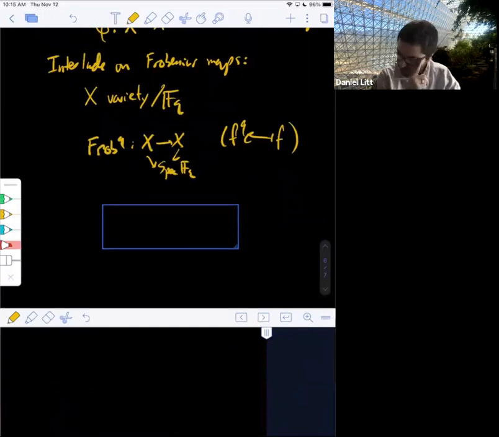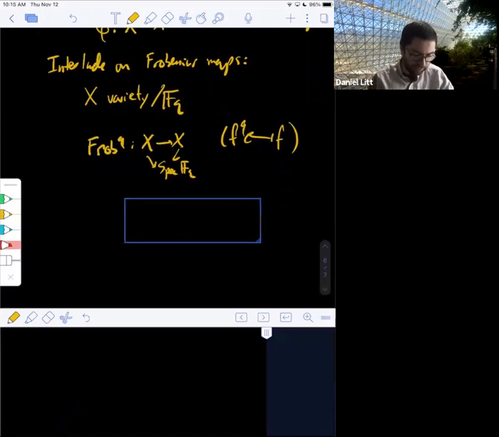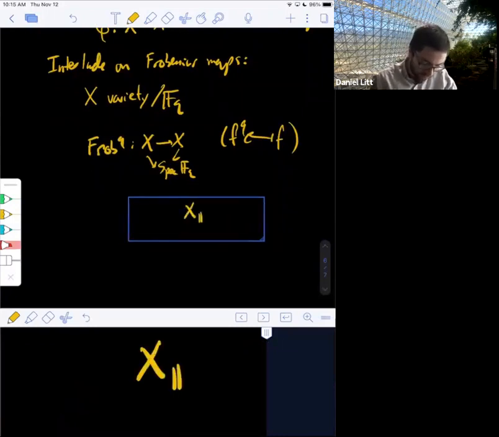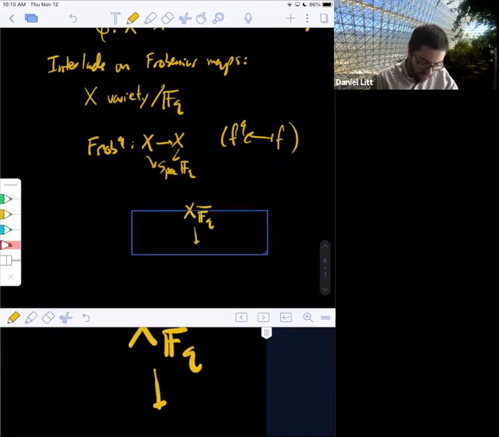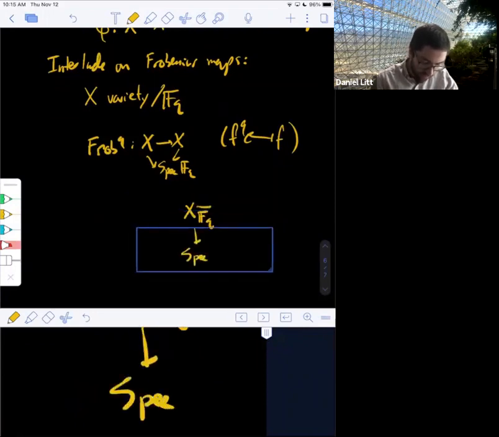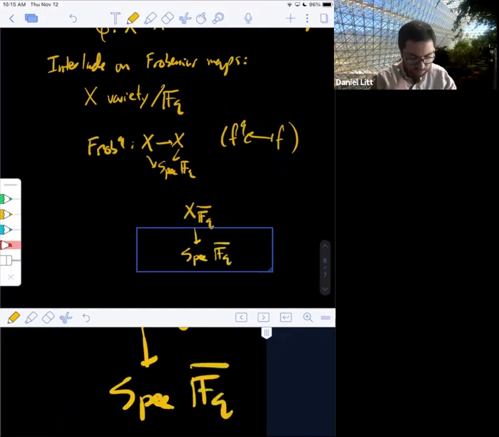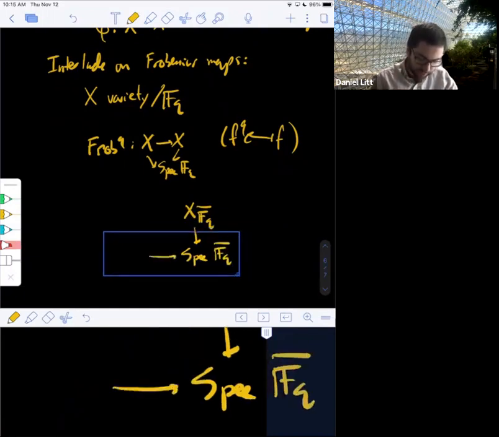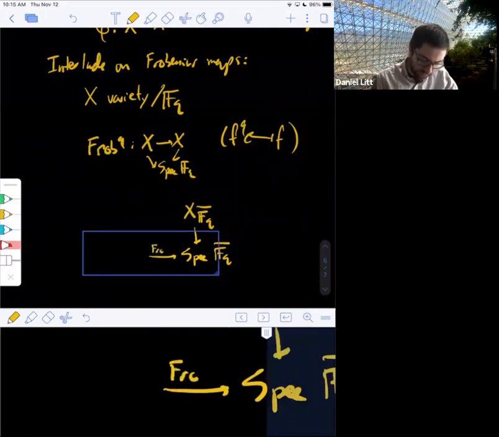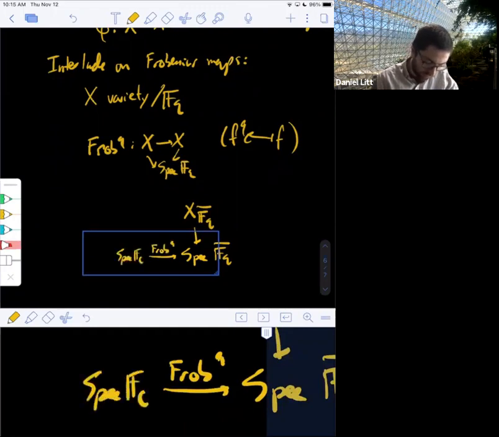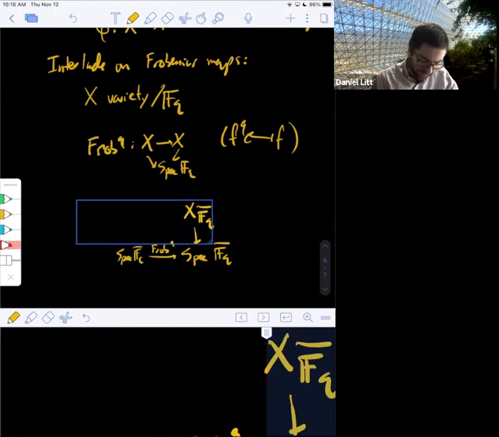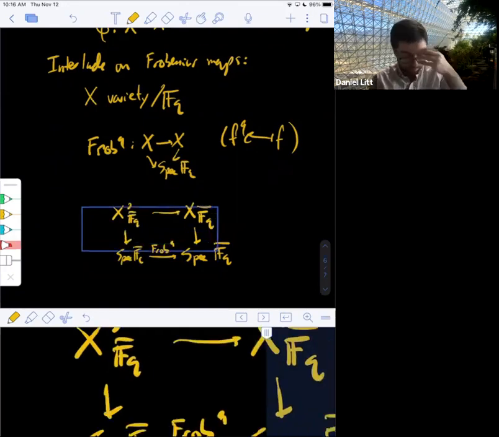Great. But to apply this Lefschetz fixed point formula, we need to be over an algebraically closed field. So let's do that. Let's take X over F_q bar, which maps to Spec of F_q bar. And now we're going to take the absolute Frobenius here, Frob_q. That's a map from Spec F_q bar to itself. And we'll pull back along it. So we'll pull back, we'll take, so here, with this map.